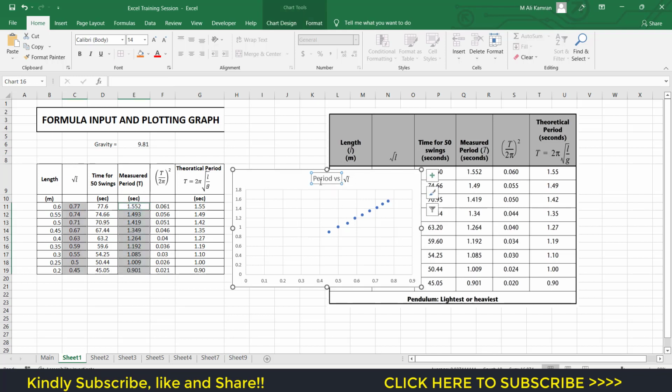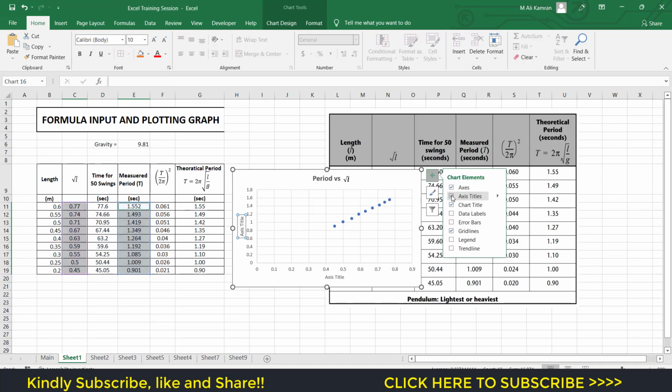Let's make it bold. For bold, we need to press Control and B. This is bold. Period versus square root L. We can make this bold as well. Double click on this and make it bold. So period versus square root L. Now we want to enter the axis titles. So click on this plus and axis titles.